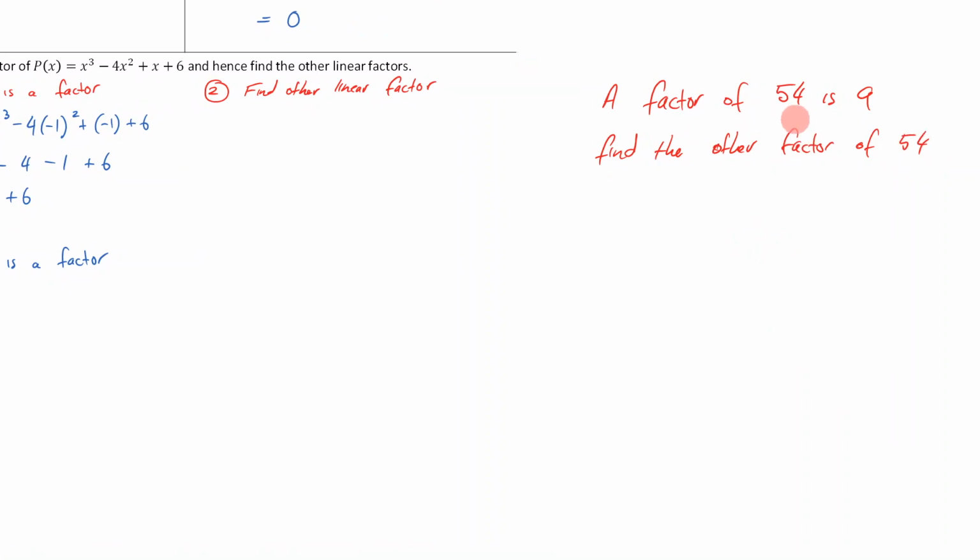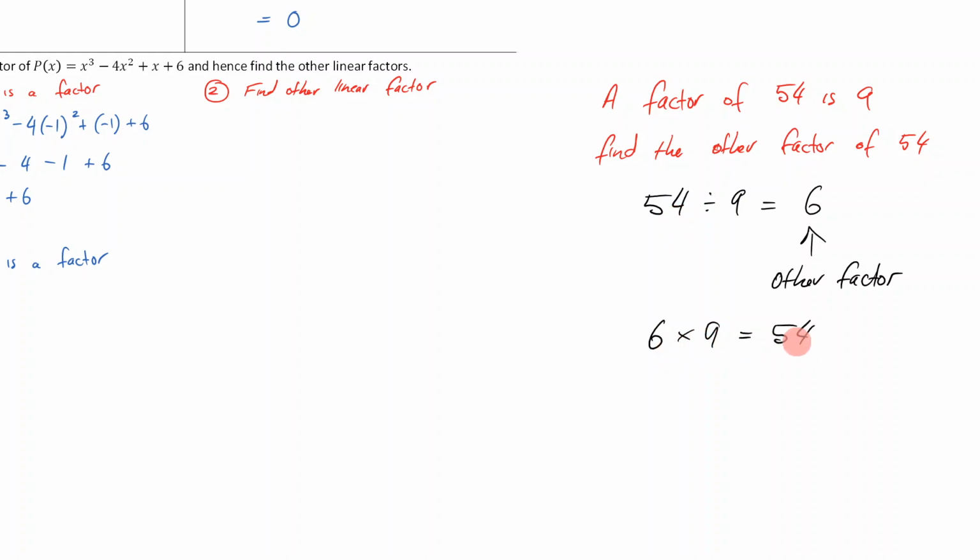How would you do that? A factor of 54 is 9, and find the other factor of 54. Well, what you would do here, and I think you'd do it almost instinctively, is take that 54 and divide it by the factor that you were given, and you'd get 6 out. This 6 is my other factor, because we know that 6 times 9 is 54.